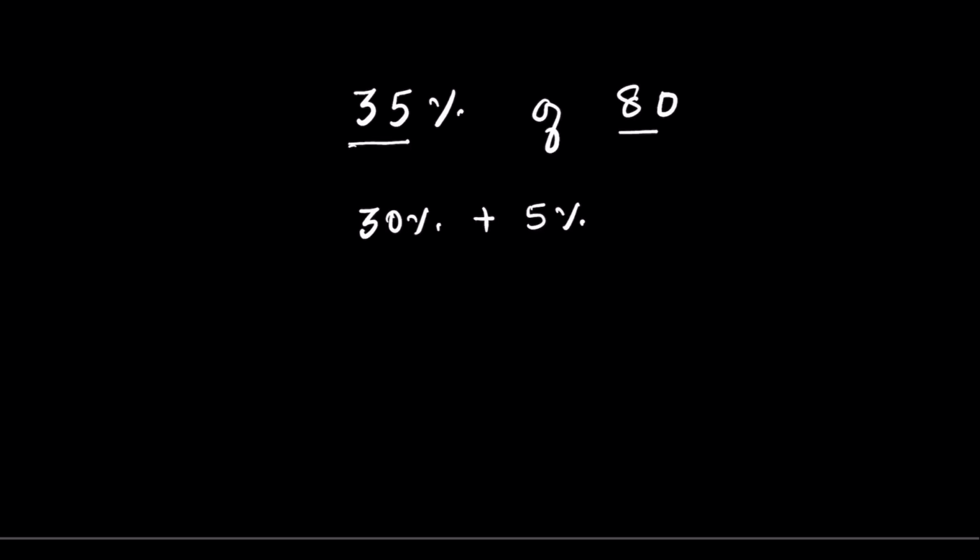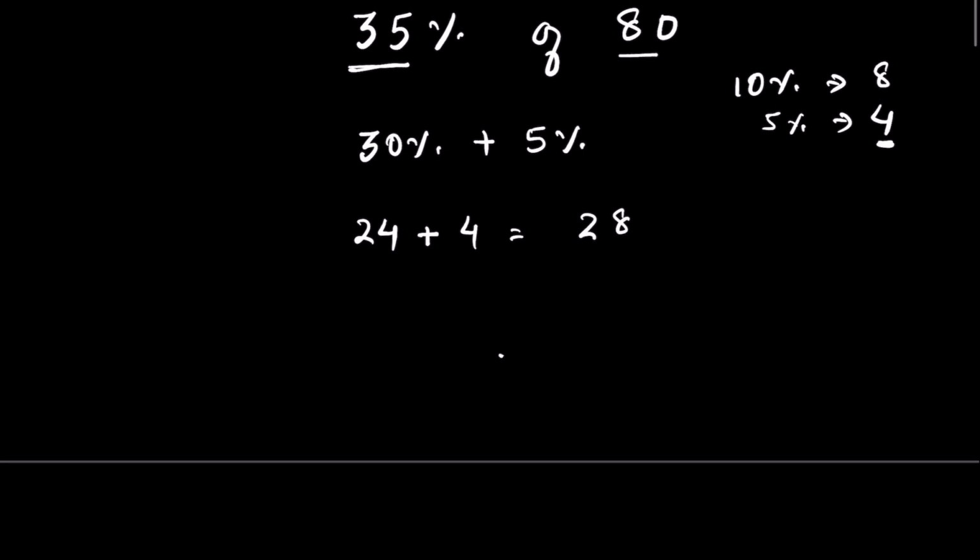What if the number is 35% of 80? We can write it as 30% plus 5%. 30% will be 24. 10% will be 8 and 5% will be 4. So 35% will be 24 plus 4, which is 28.